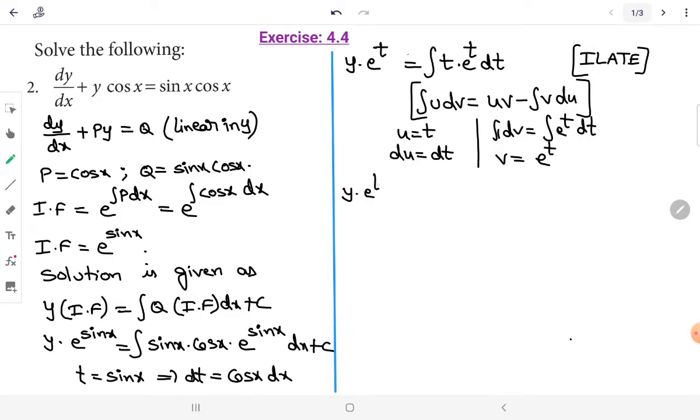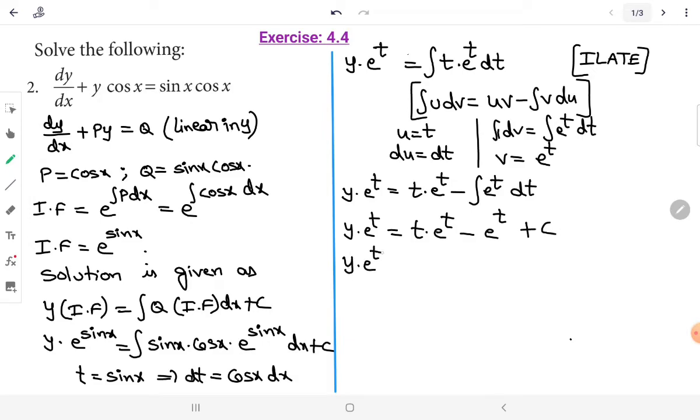Now y into e power t is equal to, I am applying the integral u dv formula here. So this is the formula, u into v. What is u into v? U is nothing but t into v. V is nothing but e power t minus integral of v into du. V means e power t into du. Du is nothing but dt. Integration by parts. So y into e power t is equal to t into e power t minus integral of e power t. Integral of e power t is nothing but e power t and some constant called c.